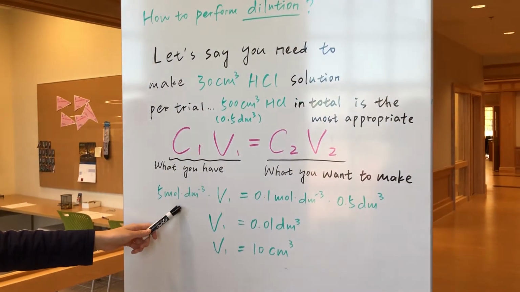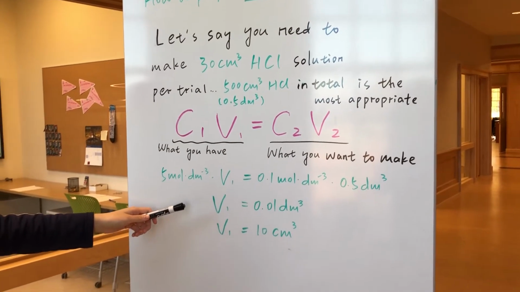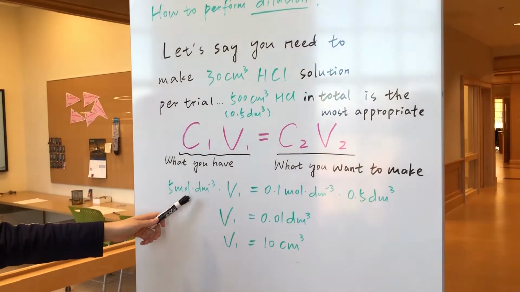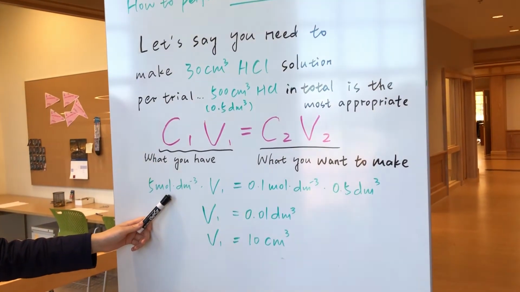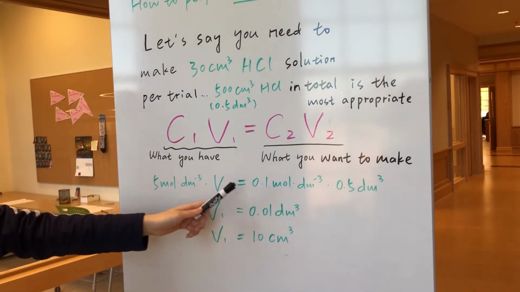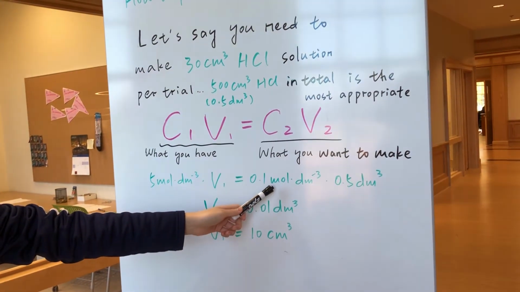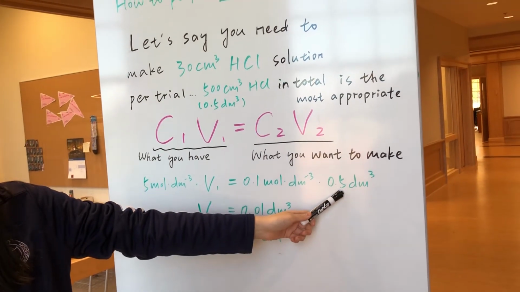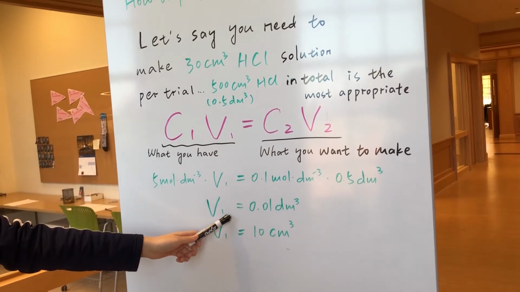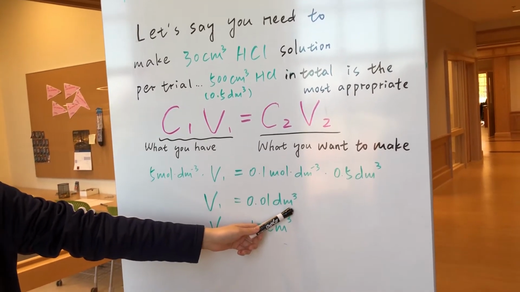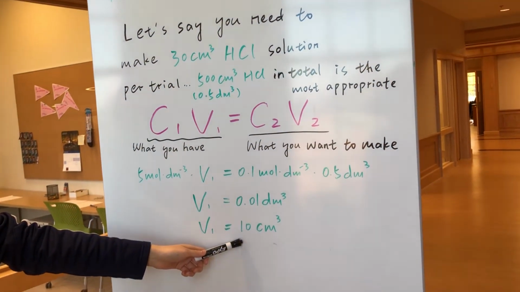Now what we are going to do is to figure out the volume of the concentrated solution. The molarity of the concentrated solution is 5 mol per cubic decimeter, and the concentration of the solution you want to make is 0.1 mol per cubic decimeter, and the total volume is 0.5 cubic decimeters. After calculating, you can figure out the result is 0.01 cubic decimeters, which is 10 cubic centimeters.